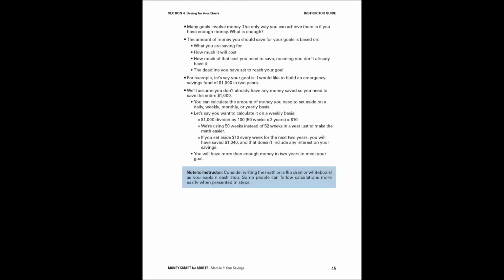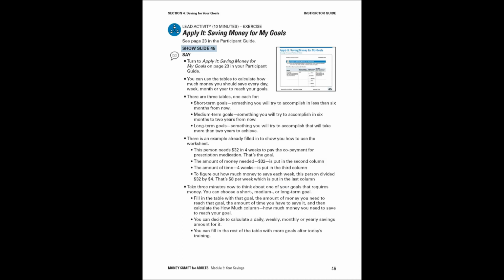And so you'll notice the say prompts here on page 45 in your instructor guide to give you some examples of how you can explain how this works using the example of the goal of saving $1,000 in 2 years. So go through that with participants, because this is really going to set them up for the next activity, which is the apply it on slide number 45.